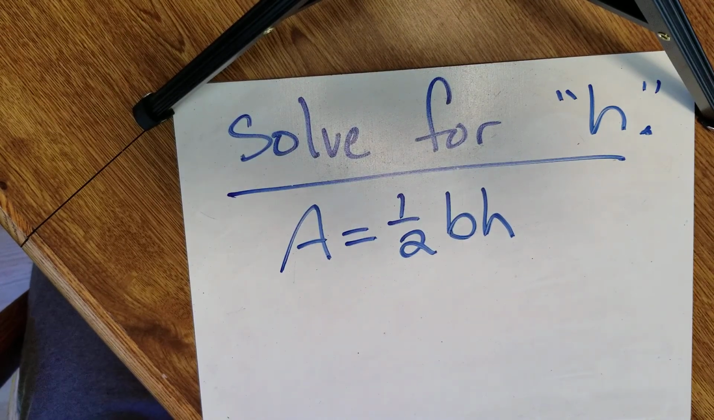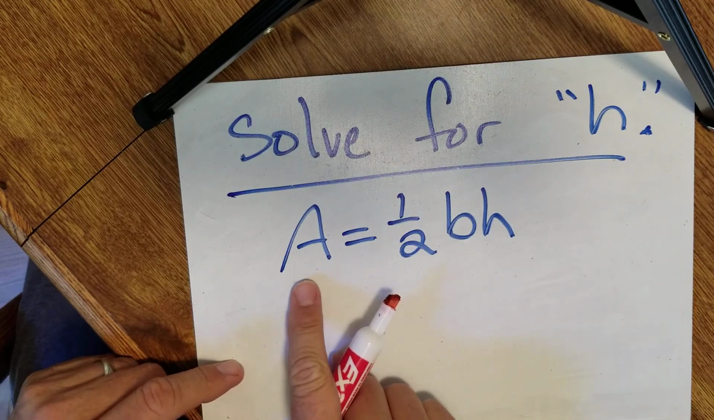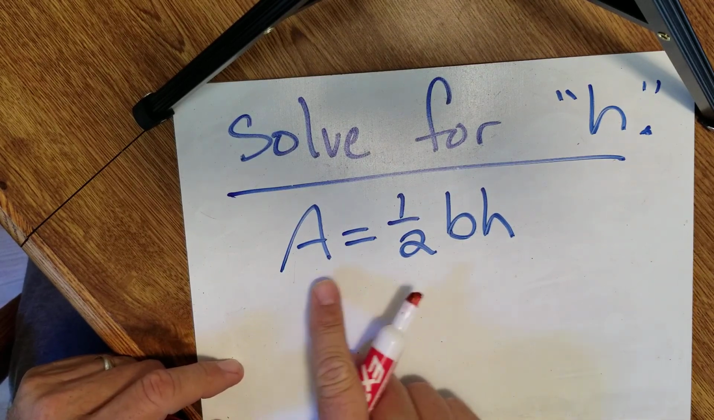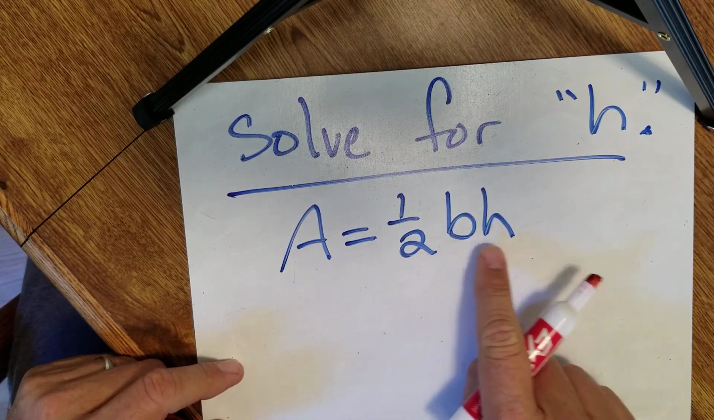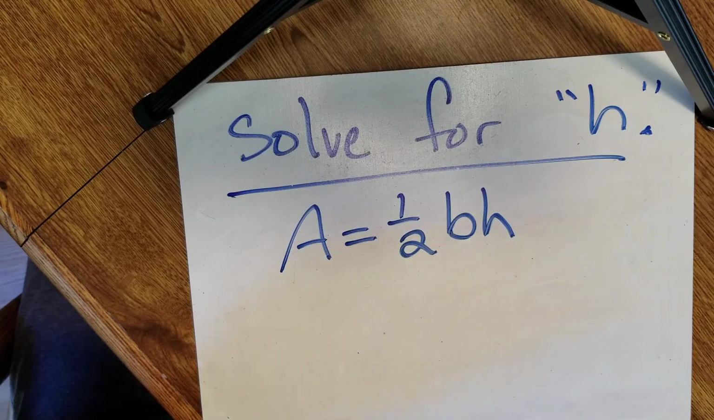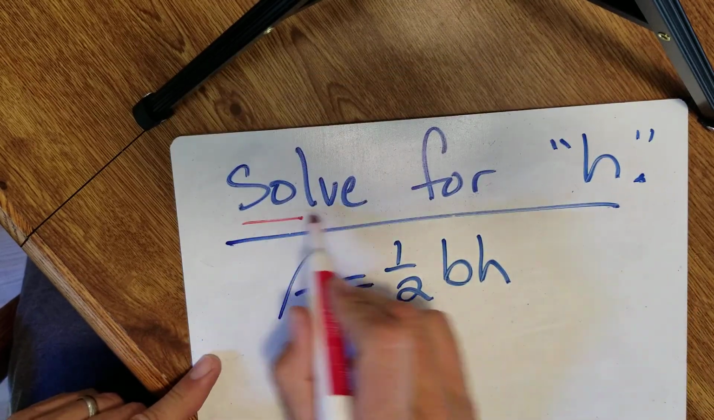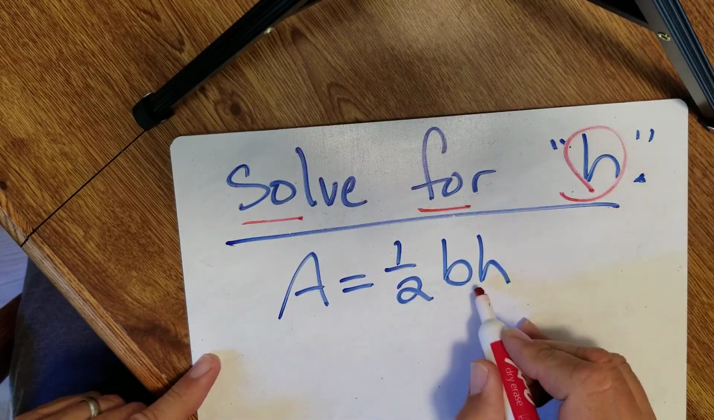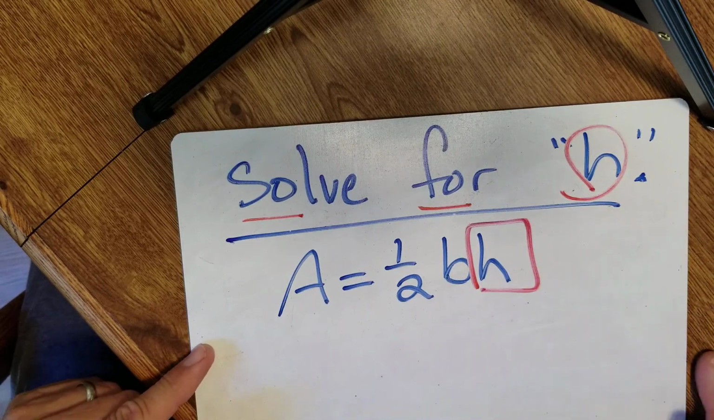This is a formula. And it's a literal equation because it has more than one letter. I gave you a second to think about it. This is the area formula for a triangle. Area equals 1/2 base times height. You have probably done that before where you put numbers in there. But in this case, we're not doing that. It says solve for h, and that means I need h all by itself.